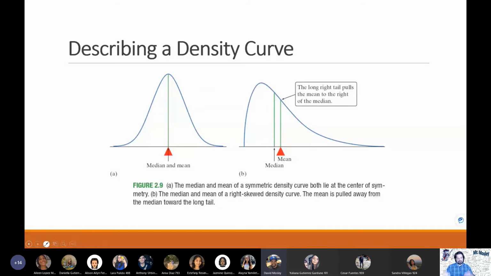So again, in picture form, if we're looking at these two density curves, we have this symmetric one, and the mean and median are in the same place, right there in the middle. And then we have a density curve that is skewed to the right. We have the median here that splits the area basically in half, 50% over here, 50% over here to the right. Then the long right tail pulls the mean to the right of the median.